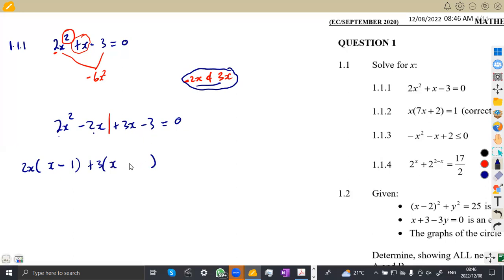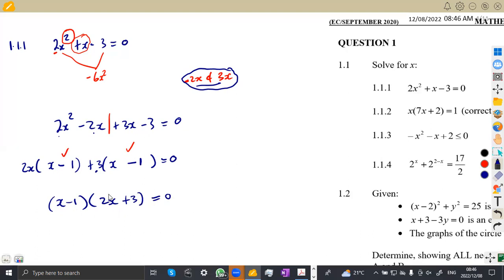If we factor out 3 here, we remain with negative 1. We equate to 0. So that's the concept. Once the brackets are the same, we've got x minus 1 and x minus 1. You factor that common bracket of x minus 1. You are left here with 2x, and on this part with plus 3, which is equal to 0.